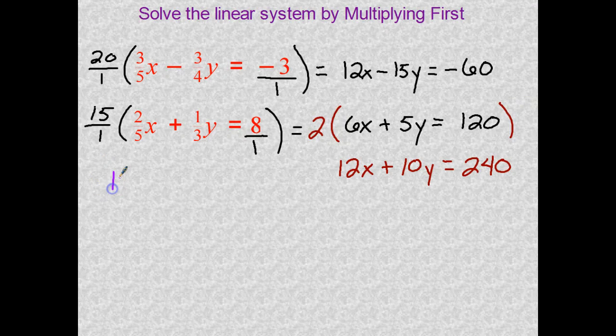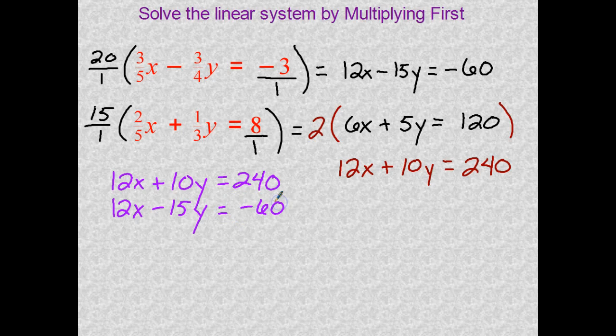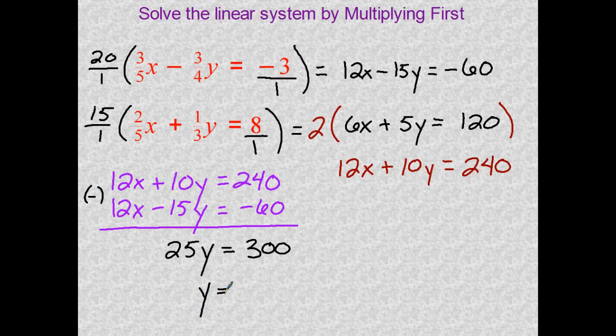Come off to the side here for you. So 12x and 10y and 240. Then the top equation was 12x, negative 15y, and negative 60. What can we do to these? To eliminate our x's, looks like we're going to subtract them. So we have 10 minus a negative 15 is positive 25y. 240 minus a negative 60 is positive 300. Divide both sides by 25, so y is equal to 12.